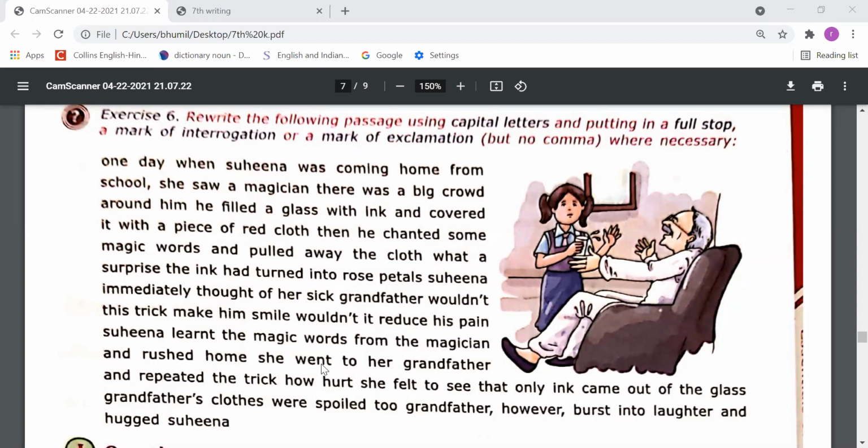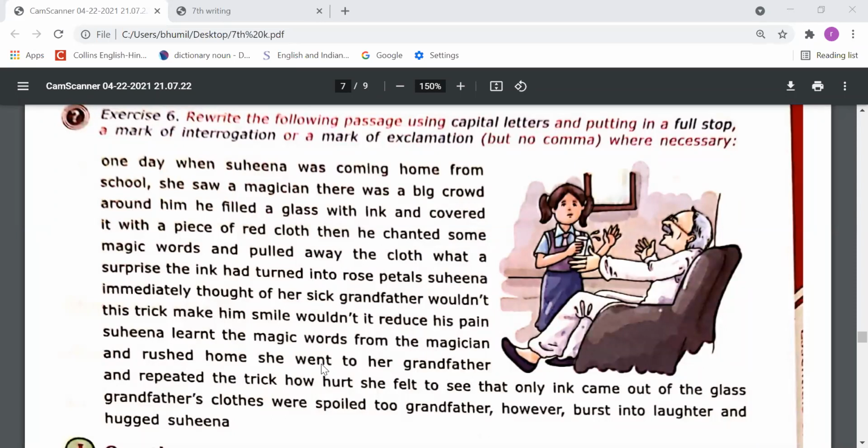Suhina learned the magic words from the magician and rushed home. She went to her grandfather and repeated the trick. How hurt she felt to see that only ink came out of glass. Grandfather's clothes were spoiled too. Grandfather, however, burst into laughter and hugged Suhina. So in this passage, dear student, you need to mention capital letters, full stops, and interrogation marks.